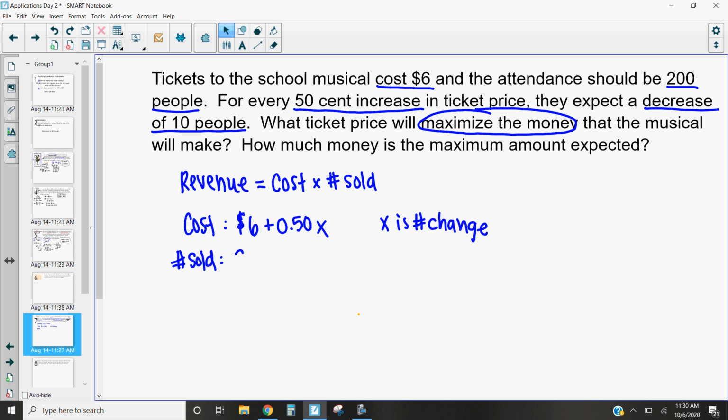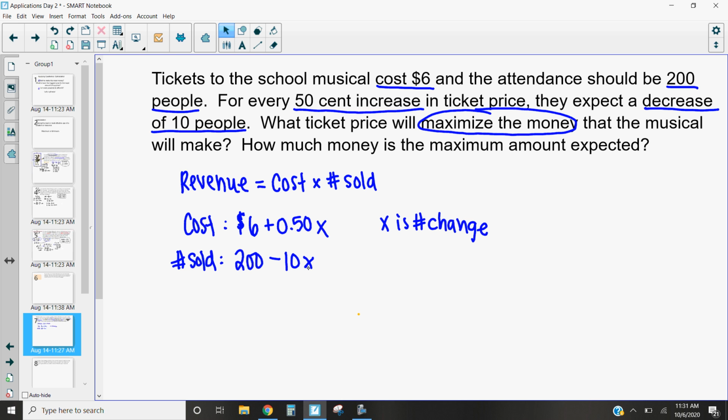Then we have the number sold, which in this case is tickets. So we have 200 tickets sold if it costs $6. For every increase in cost, we decrease, and decrease is represented by subtraction, 10 people. So that x is the number of changes. If x goes up by 1, so I do one 50-cent change, I go down 10 people. If I do five 50-cent changes, I go down 10 times 5 people, or 50 people. Do you see how that works? So that x is the number of changes. If I increase my cost, this is how it's going to proportionally decrease the number sold.